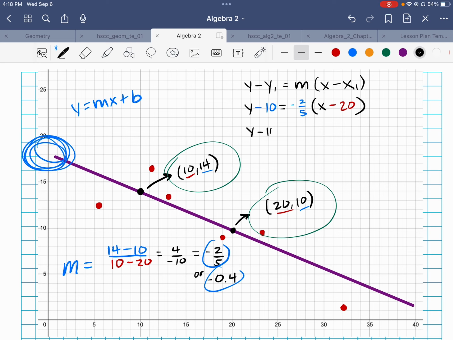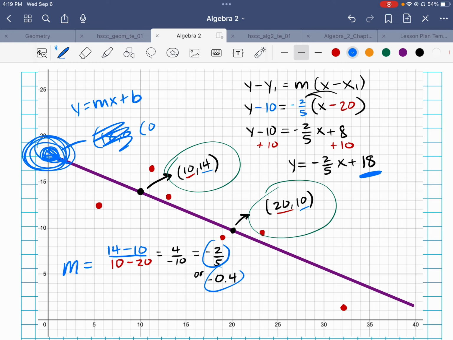So we're going to go y minus 10 equals, distribute the negative 2/5. So we have negative 2/5 x. Negative times negative is positive. 20 divided by 5 is 4, but multiplied by 2 is 8, so plus 8. Then I'm going to add the 10 to both sides to get the y by itself. Oh my gosh. Beautiful. We have y equals negative 2/5 x plus 18. But that 18 makes so much sense because this looks like it would have been 18. So had I just picked (0, 18), I would have had my y-intercept very quickly.